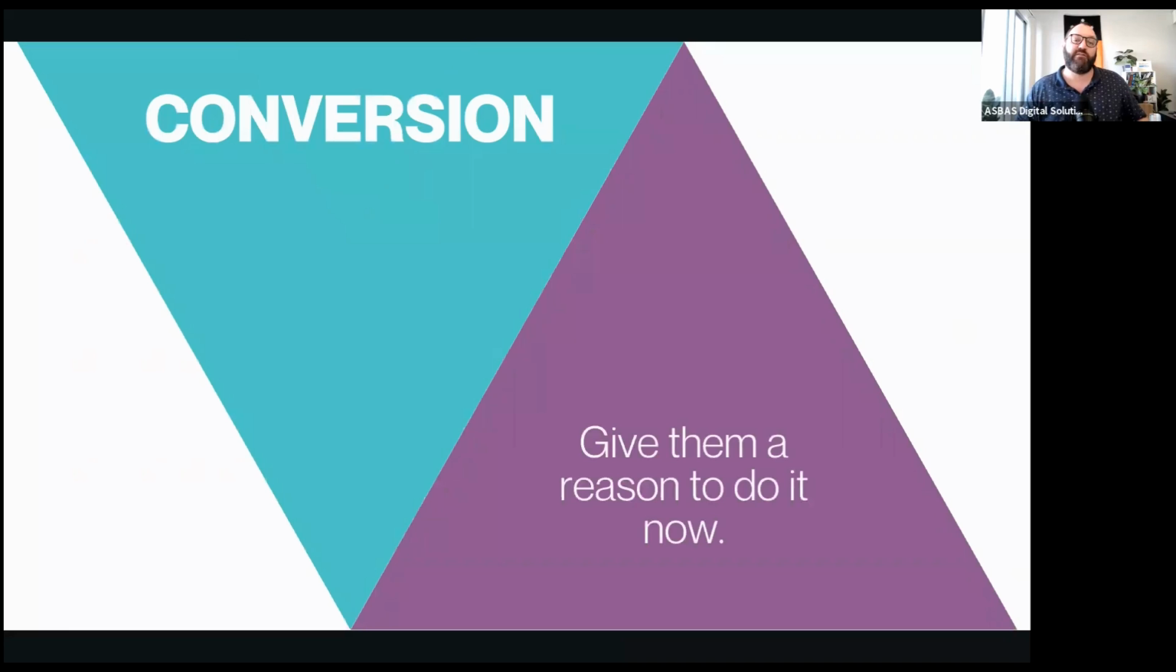And then finally, at the bottom of the funnel is the conversion. This is where you're giving them a reason, not just to do it, but to do it now. To jump in, buy now, book now, inquire now, download now, whatever it takes to get that which you need them to do.